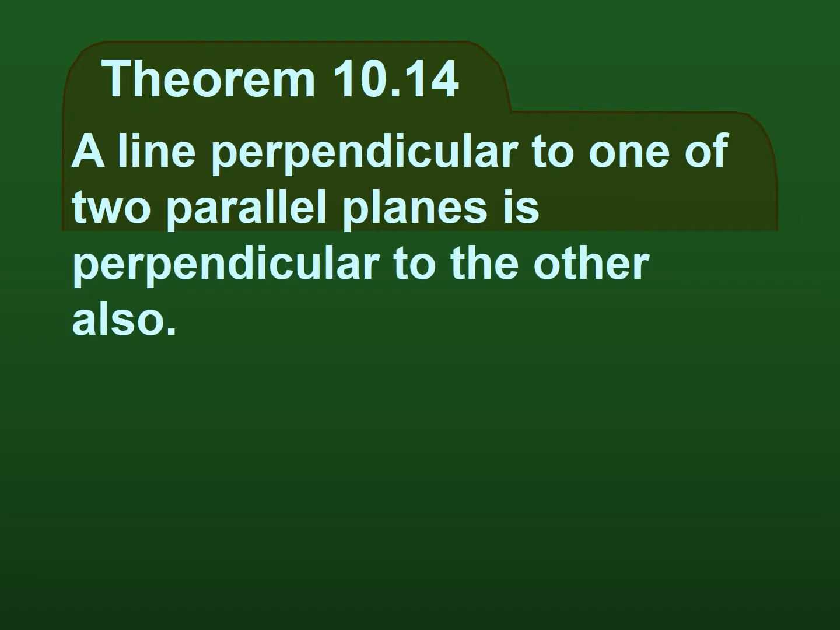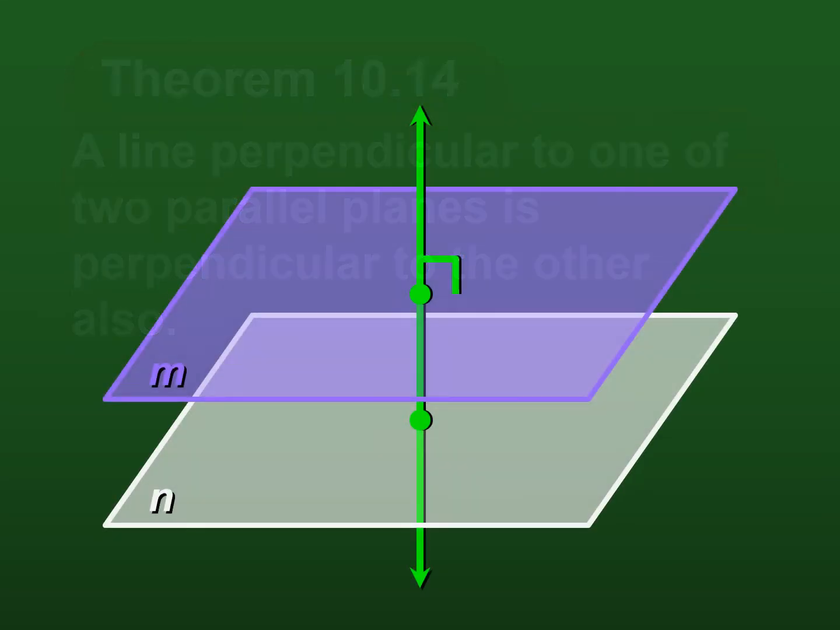All right, our next theorem says that a line perpendicular, which means it's going at a 90-degree angle, to one of two parallel planes is perpendicular to the other plane as well. So here's a picture. We have two parallel planes, M and N. Our green line is perpendicular to plane M. And since plane M is parallel to plane N, this green line is also perpendicular to plane N.